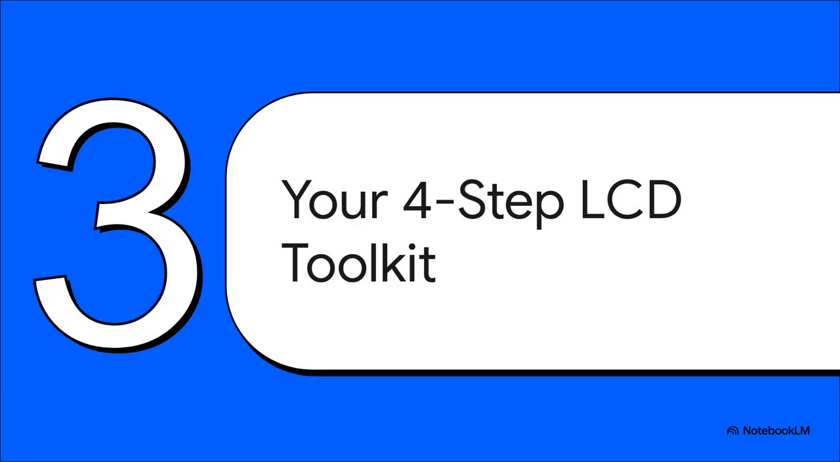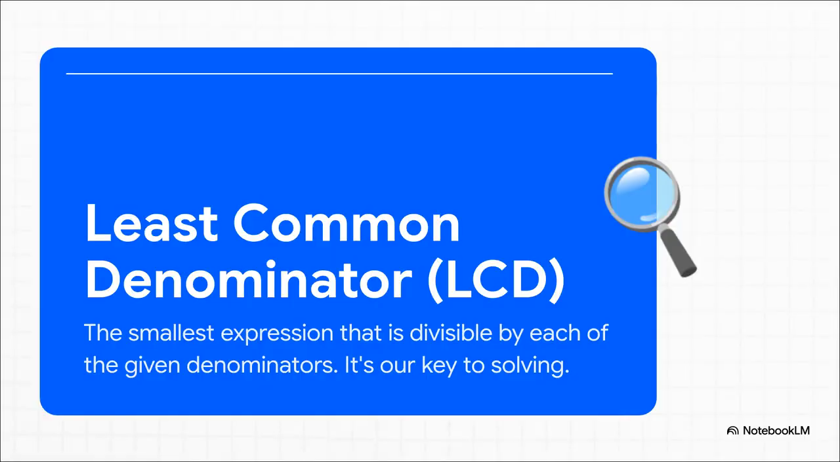Well, welcome to your toolkit. This is where we stop guessing and start building a reliable system. We're going to put together a 4-step method for finding what we call the least common denominator, or LCD for short. The LCD is our goal. It's the common ground we need for our fractions. I like to think of it as the smallest possible box that all of our original denominators can fit into perfectly. Once we find that box, we're halfway home.